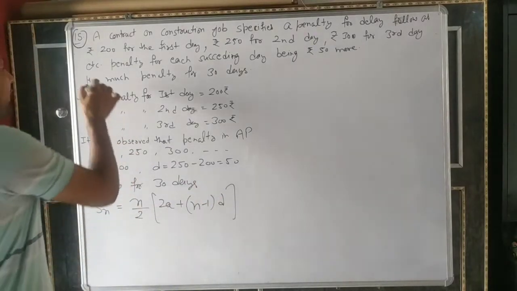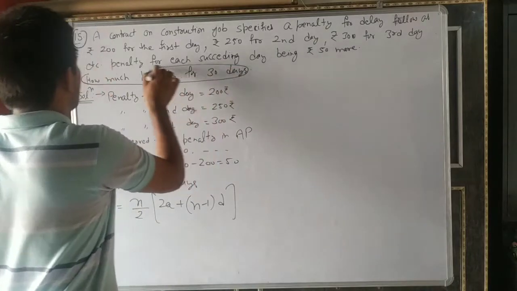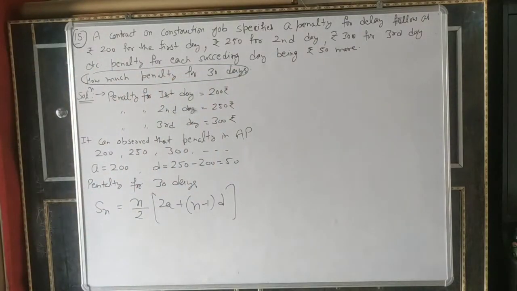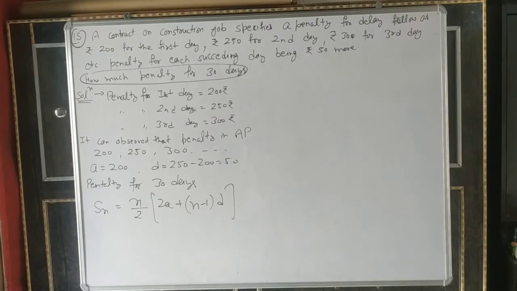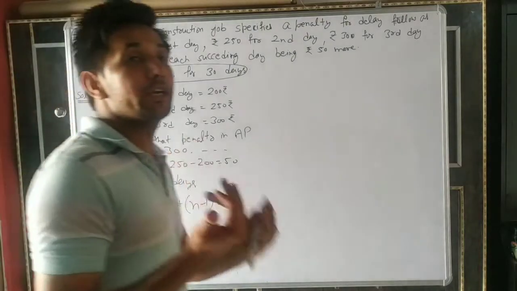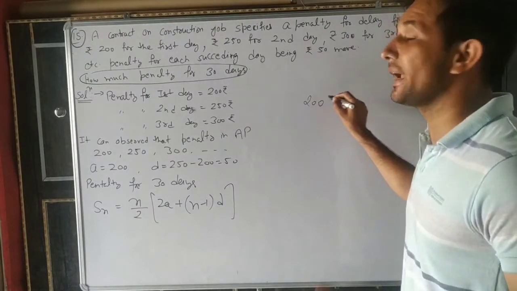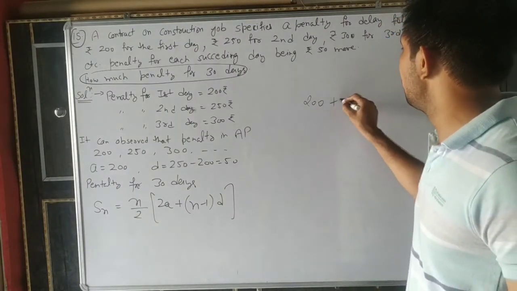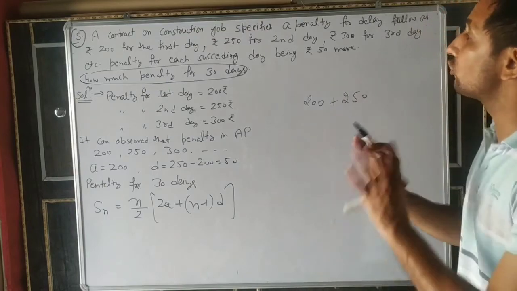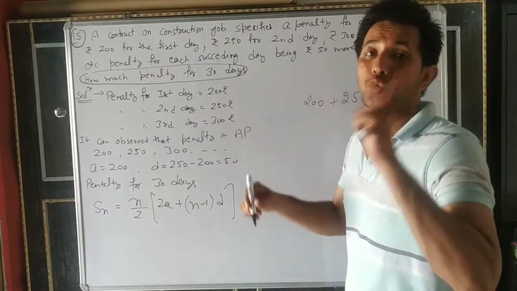But we want to find how much penalty for 30 days. Can you find it? What is the penalty for 30 days? So we have to find how much the contractor will pay for 30 days. How does it work? For the first day, 200, if he paid. If he delays 2 days, he will pay 250 for the second day. It is not given that if he delays for 2 days, he pays 250.